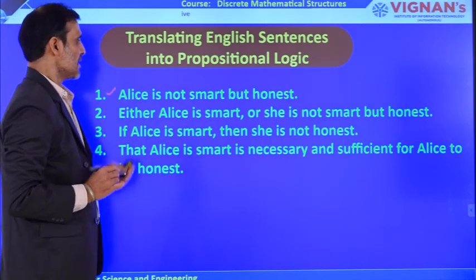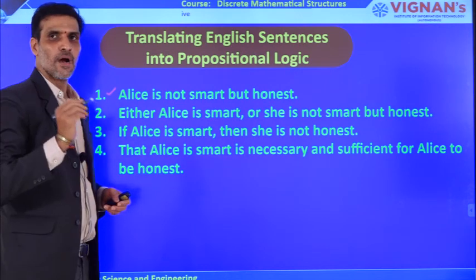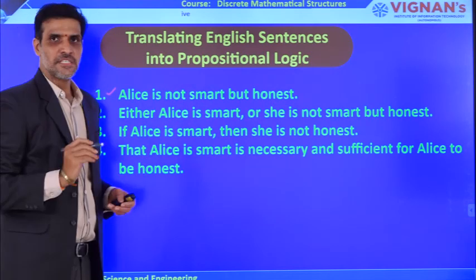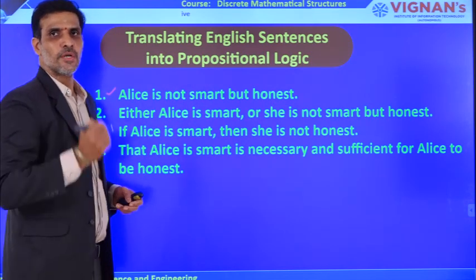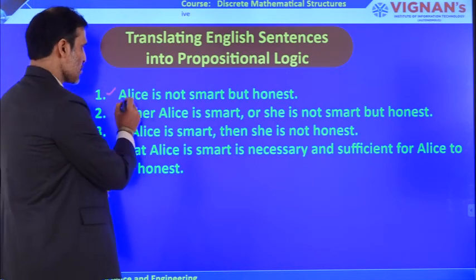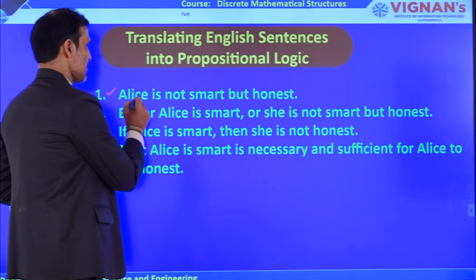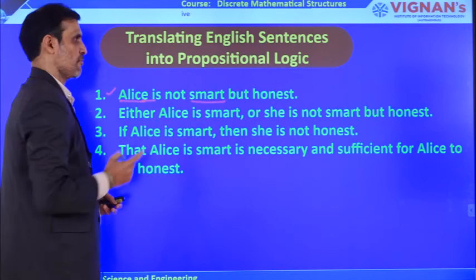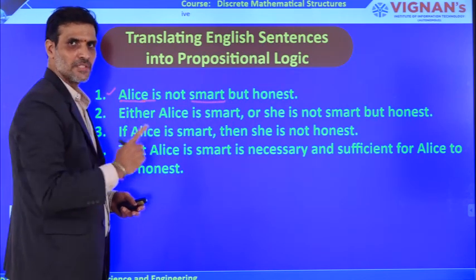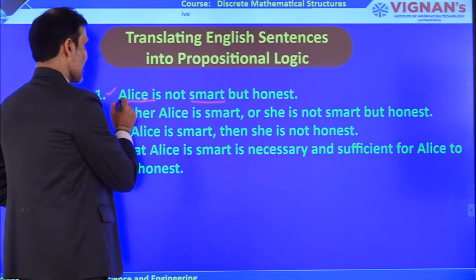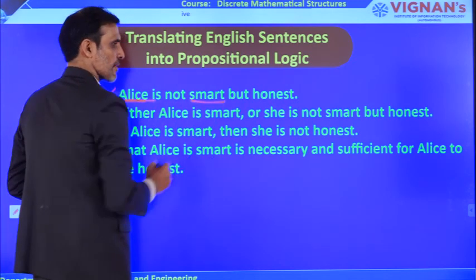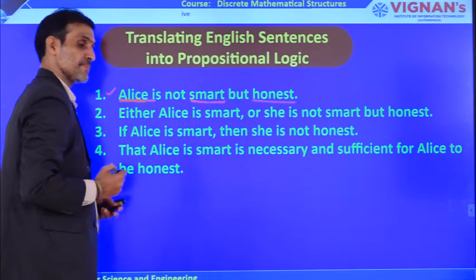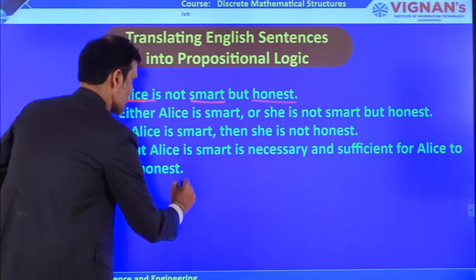The first statement is, Alice is not smart but honest. This is the statement which I want to convert into propositional logic. Now, if you go through this particular statement, Alice is smart. This is one sentence. By observing this entire sentence, we get two sentences here. If you have clearly observed, one is Alice is smart, and another statement is Alice is what? Honest.